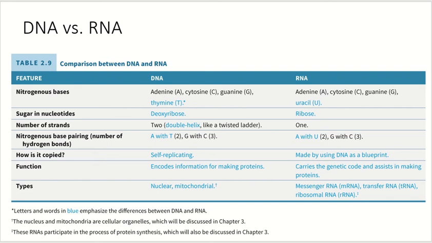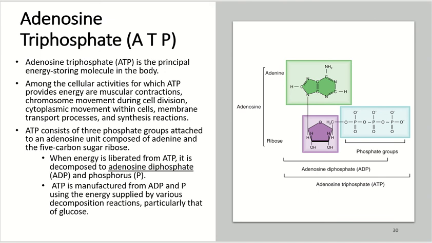Functionally, there are going to be some differences here too. DNA is going to encode the information that makes proteins, and RNA is going to carry the genetic code, and it's going to assist in the making of those proteins. So DNA codes for the production of RNA, and RNA codes for the production of proteins, basically. So those are some very important differences. This is an important table. I would definitely make sure that you know the material on this table for the exam.